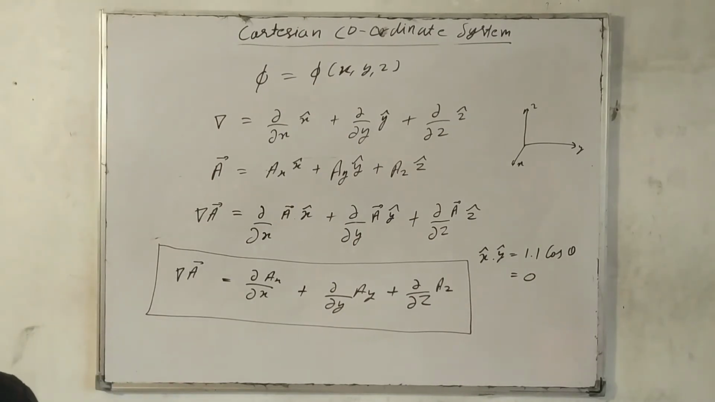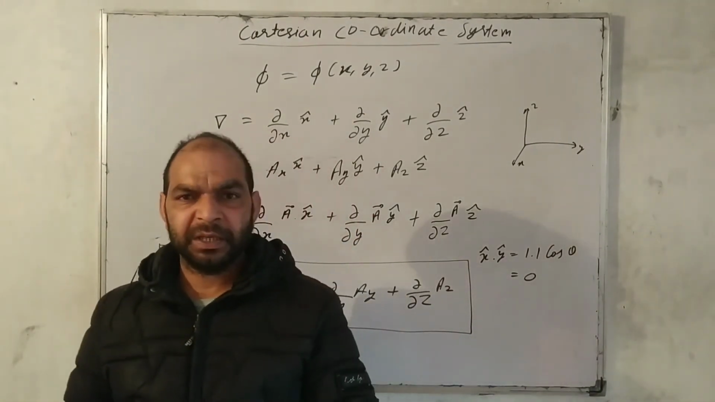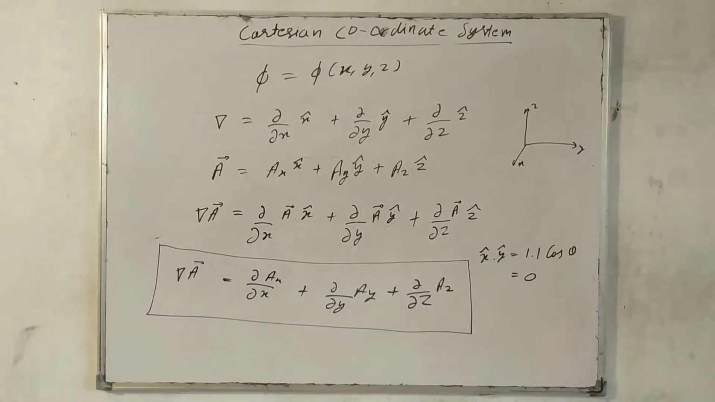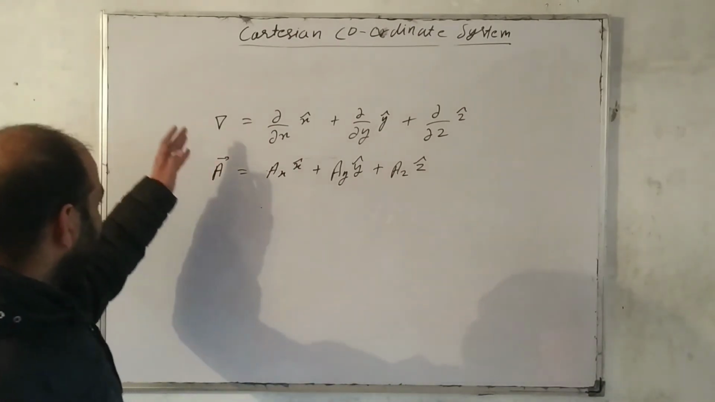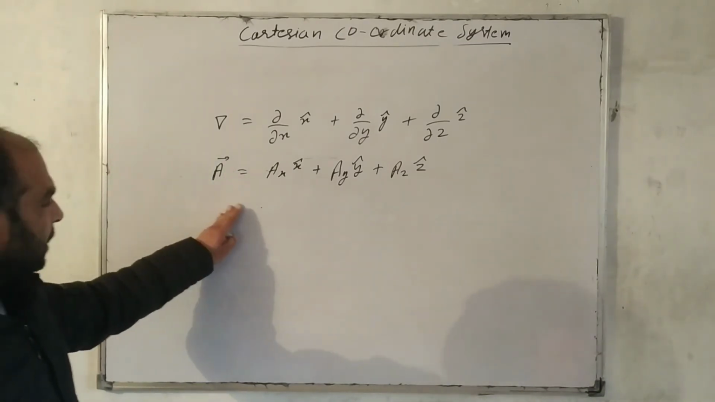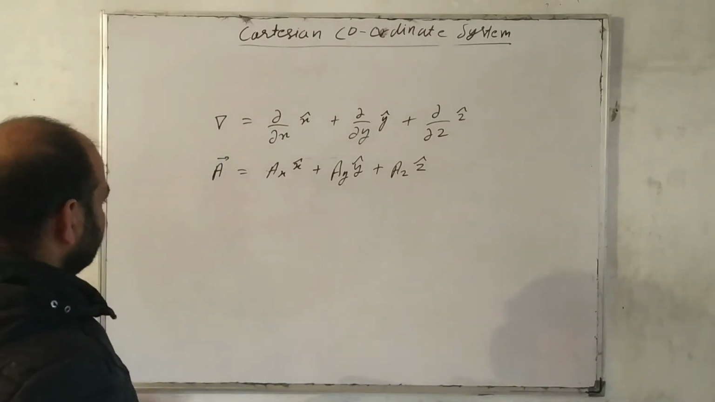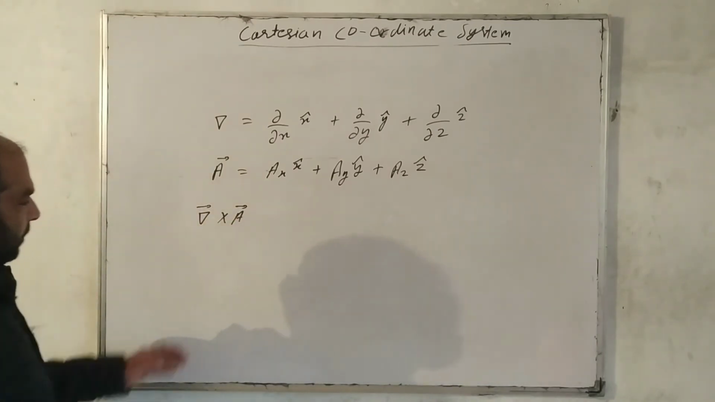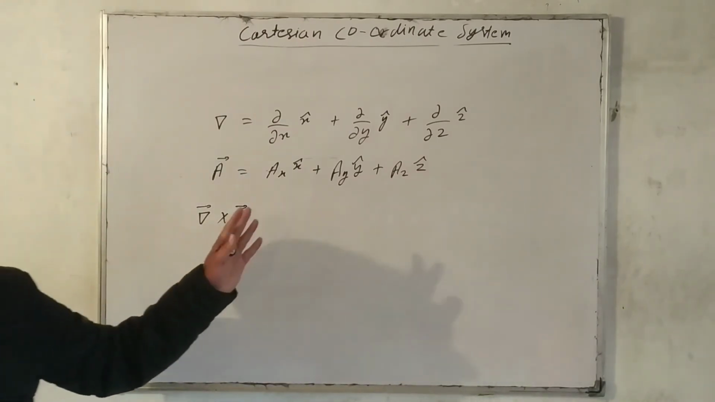So this particular topic is useful for BSc and MSc students, and it is basic. It is a basic concept for those students who are preparing for NET, GATE and other master level exams. Next, I will explain the vector product of del and some other vector A. How will we take the vector product of del and A? This is called the curl of A.